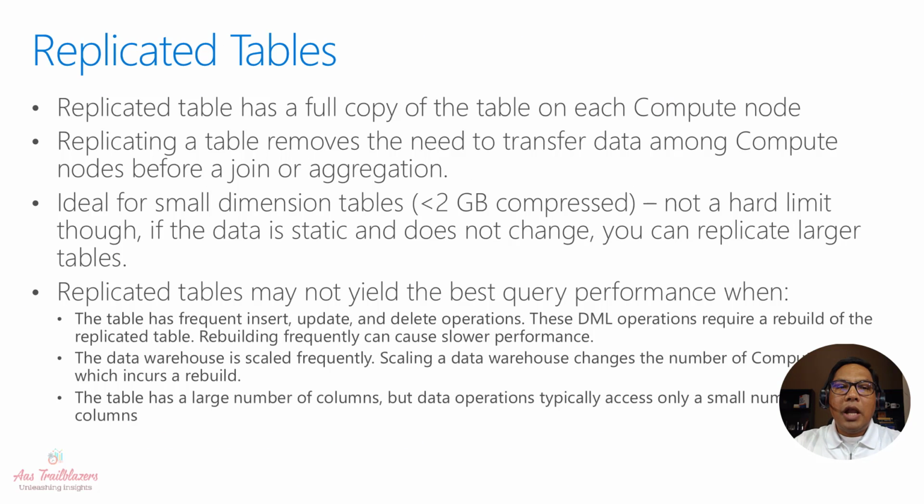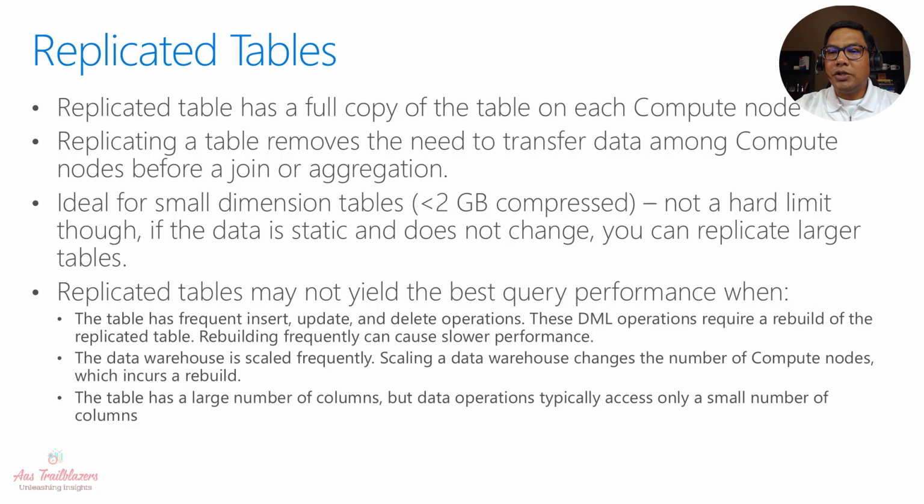A replicated table has a full copy of the data on each compute node. And how does it work? SQL pool implements a replicated table by maintaining a master version of the table. It copies the master version to the first distribution database on each compute node. When there is a change, the master version is updated first, and then the tables on each of the compute nodes are rebuilt. A rebuild of a replicated table includes copying the table data to each of the compute nodes and then building the indexes.